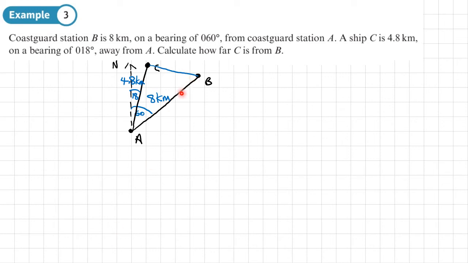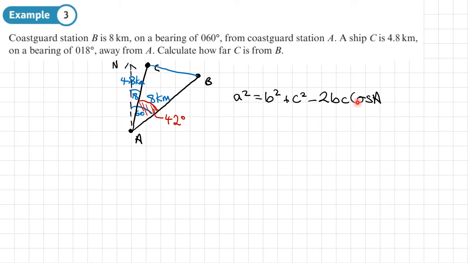Okay, so here's our triangle that we're going to use. Now we've got the lengths of two sides. Can we find the angle in between? Yes, we can. If we do 60 minus 18, we'll get this angle here. So this angle here is 42 degrees. So that's just this bit.